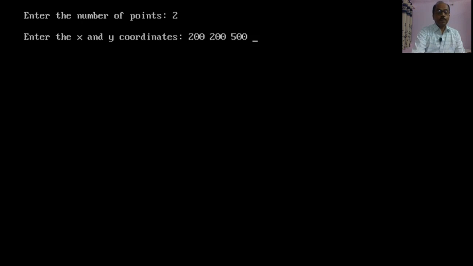500, and if we have to draw a straight line, then we put the end point y coordinate the same as that of the starting point. So, I have put 200 here as well. You will see a line appearing on the screen, that is a straight line. So, this is the way by which we draw lines in our graphics.